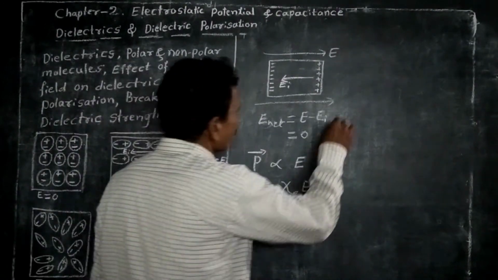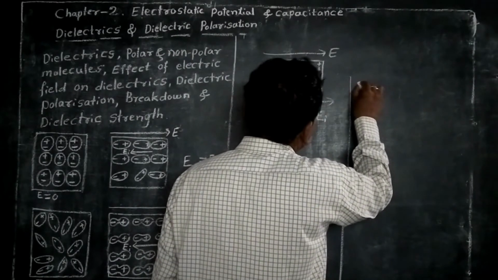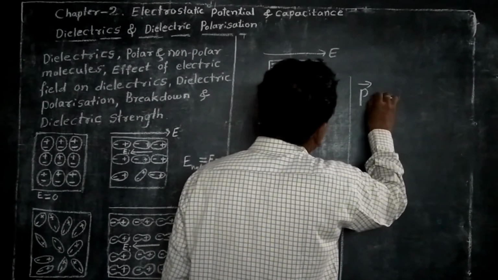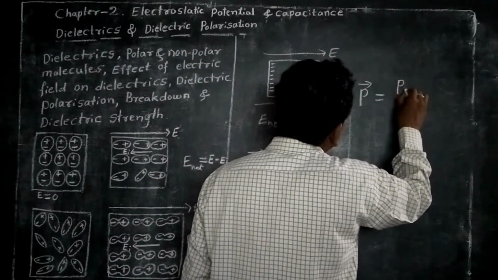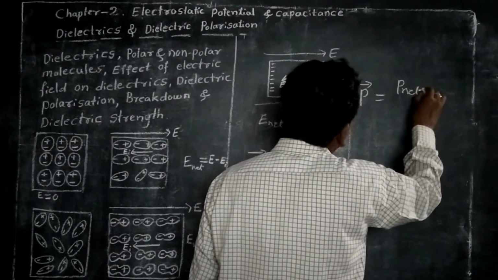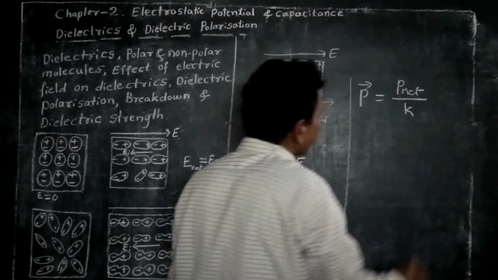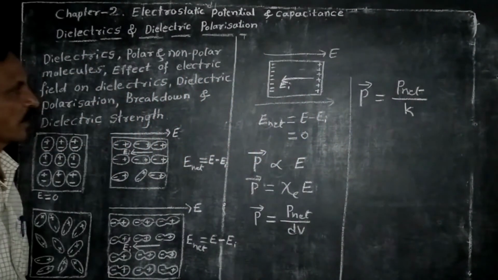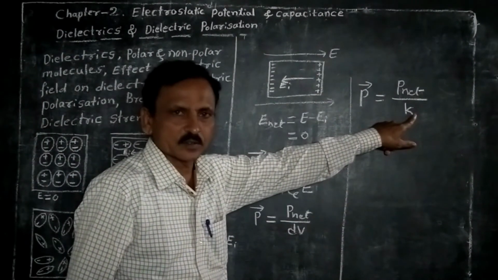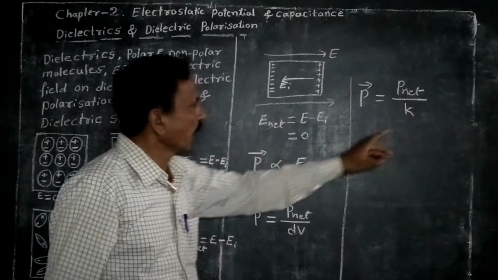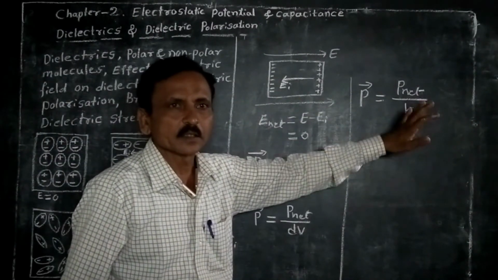And also dielectric polarization is equal to P net, the net dipole moment per unit dielectric constant, where K is the dielectric constant, and you have studied dielectric constant in the first chapter. Dielectric strength is different from dielectric constant.